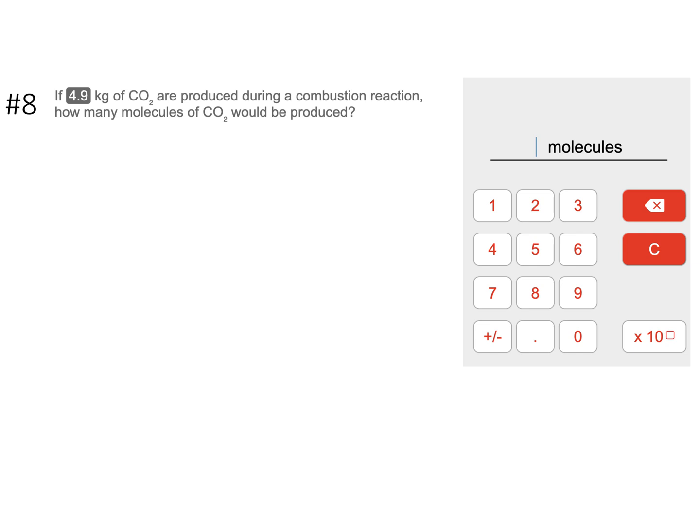All right, question 8. I've got 4.9 kilograms of carbon dioxide produced. How many molecules? Here, we want to go from kilograms to grams because our molar mass is in grams per mole. Once I have that in grams, I can go to moles. So that's kilograms of CO2 to grams of CO2 to moles of CO2, and then I can use Avogadro's number to go from moles to molecules of CO2.